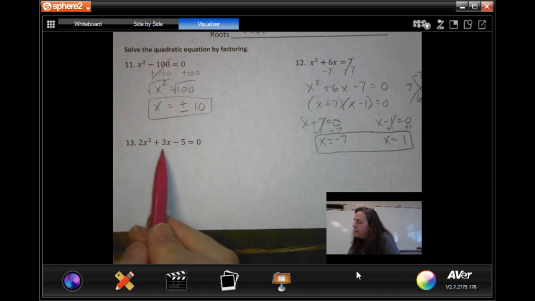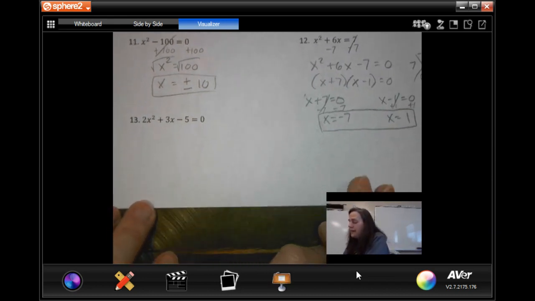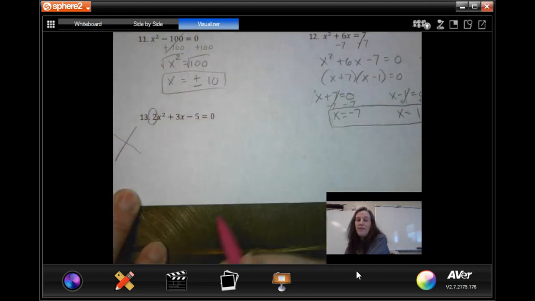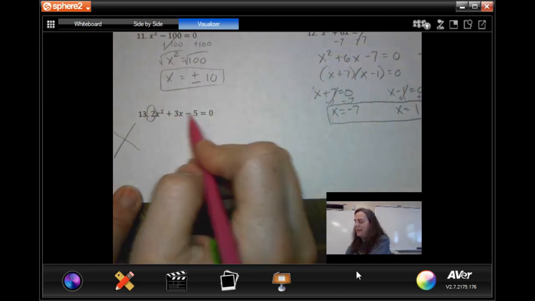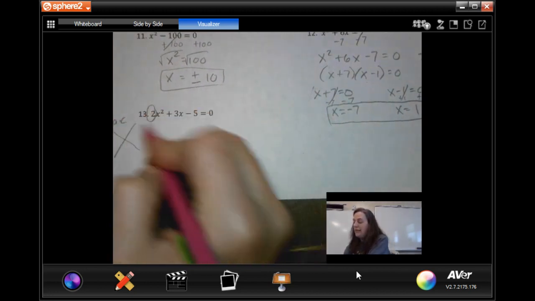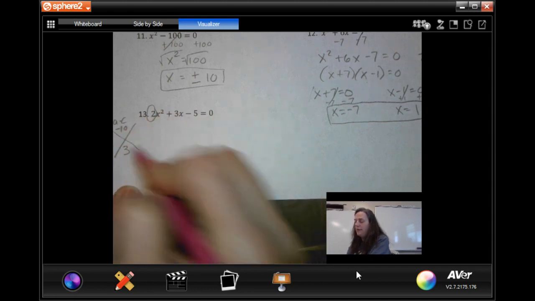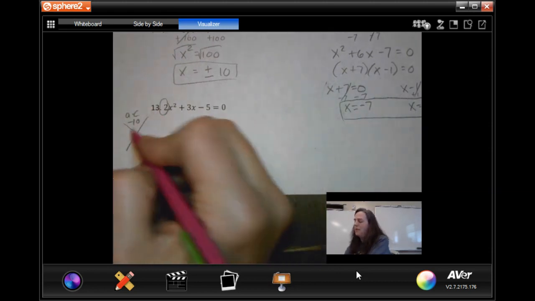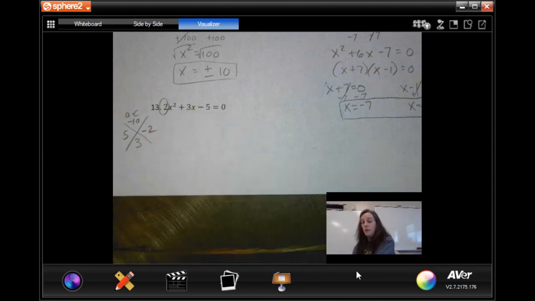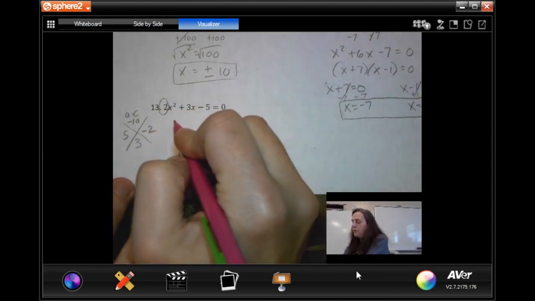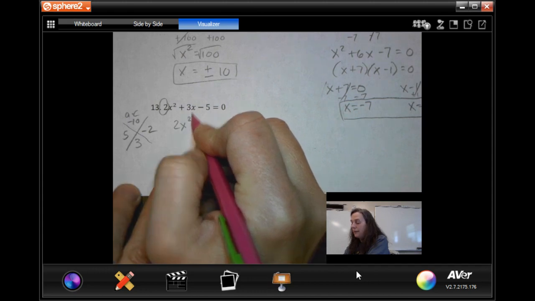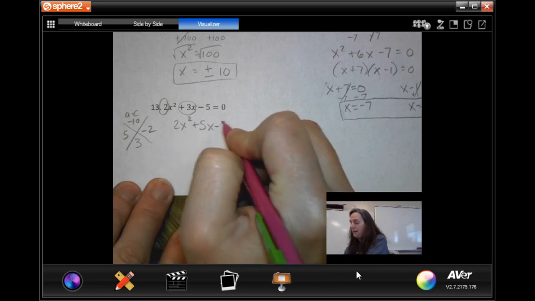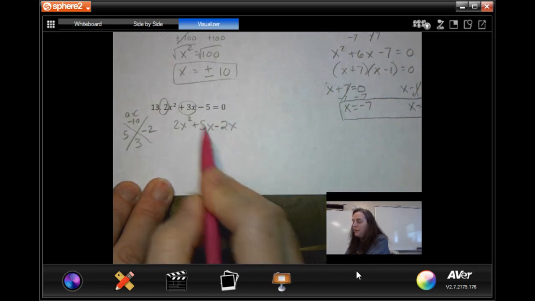Last one. Okay, it's equal to 0 and it's a quadratic. So what we want to do, I would do a diamond, but since there is an a value, remember those, we have to take that extra step. So the top is a times c, -10. And then the bottom is still b. What two numbers do that? How about 5 and -2? That should work. Now, when we put this back in, we have to do the grouping. So instead of putting plus 3x, we're going to put these two factors back in. Plus 5x minus 2x. Together, those are 3x.